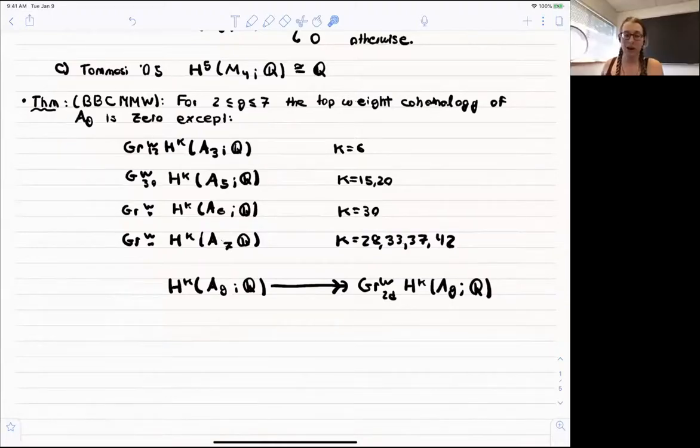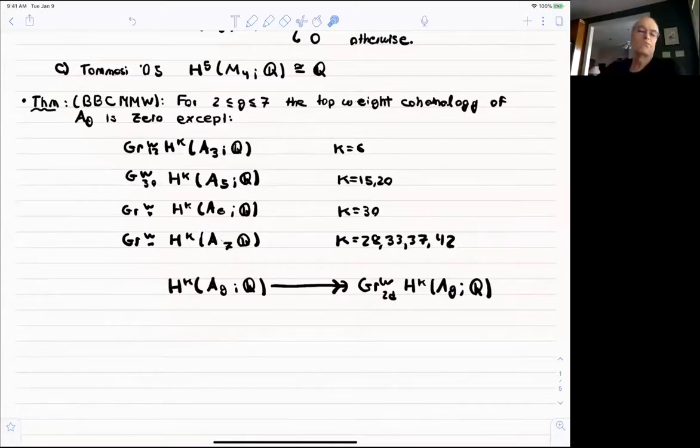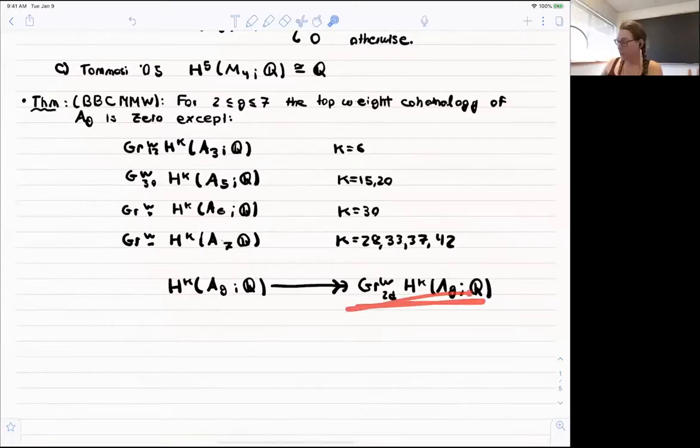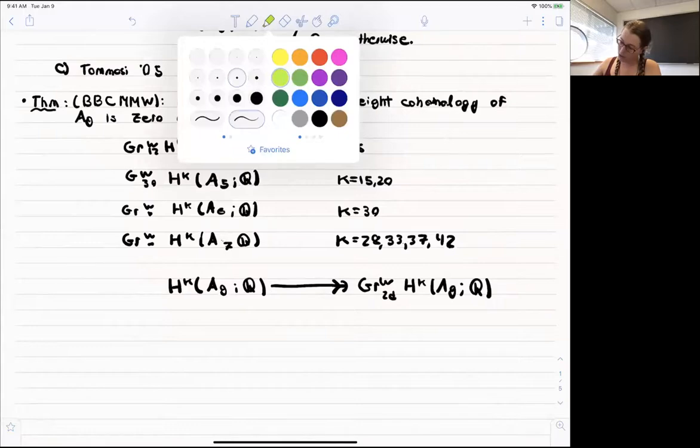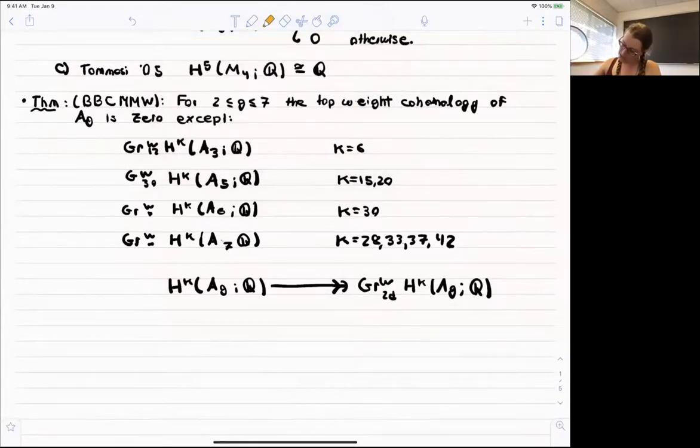At some point I'll get to how we actually prove this, and that might help clarify this question. But the important point is that this is a canonical quotient. So in particular, if the top weight cohomology is non-trivial, then that corresponding cohomology group is also non-trivial. Looking through the list, k equals 15 for A5, and k equals 33 and 37 for A7 all produce non-trivial odd cohomology classes of AG, answering Grushevsky's question affirmatively.